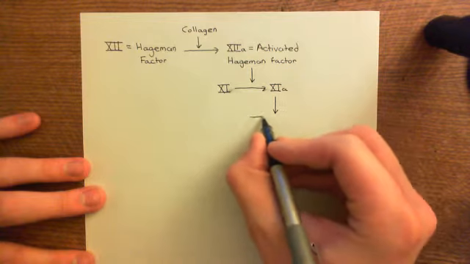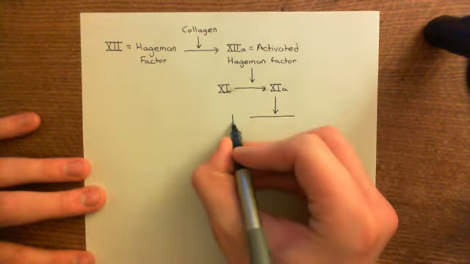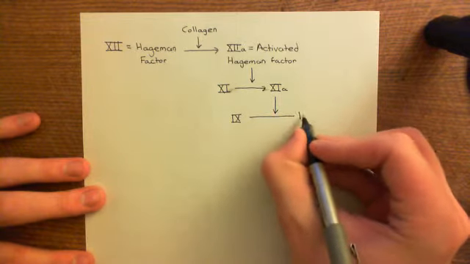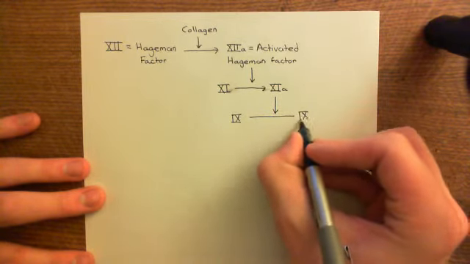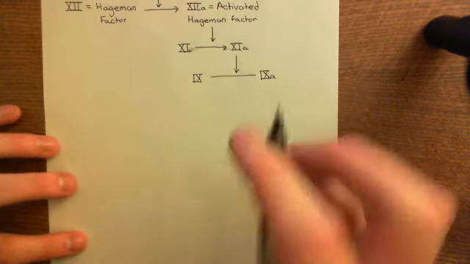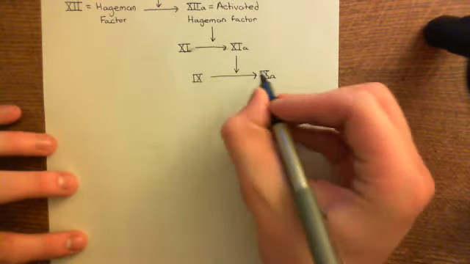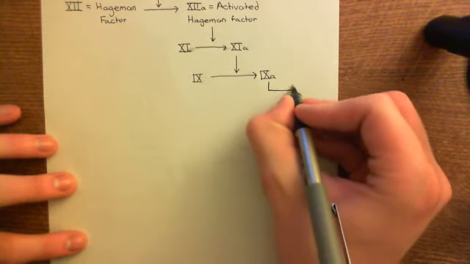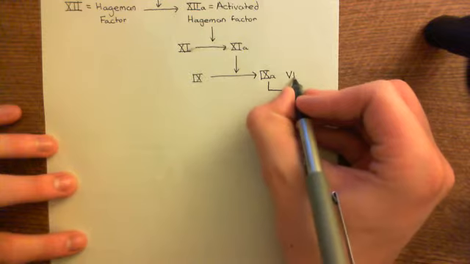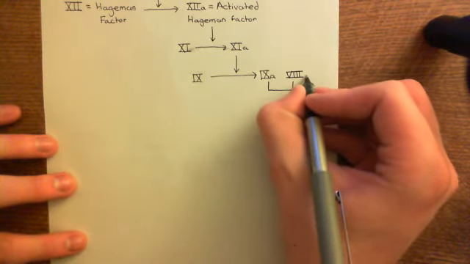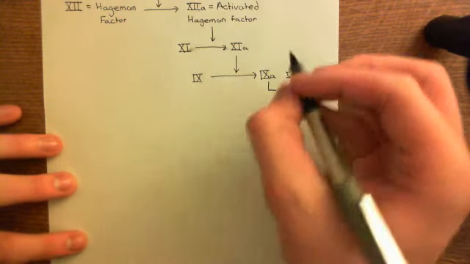So 11a then activates 9, so the Roman numeral for 9 is a 1X, like that, into 9a, okay? And then 9a is going to activate factor 10, but it's not going to do it alone. It requires a cofactor, so it requires factor 8a to come and bind to it, and I'll just draw a little picture to explain what a cofactor for an enzyme is.